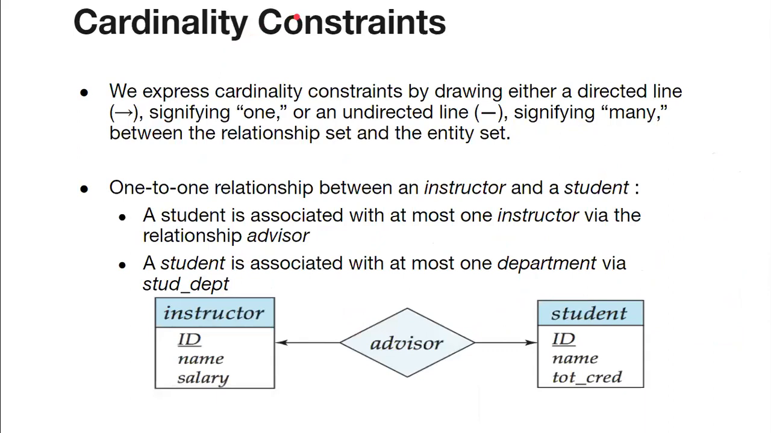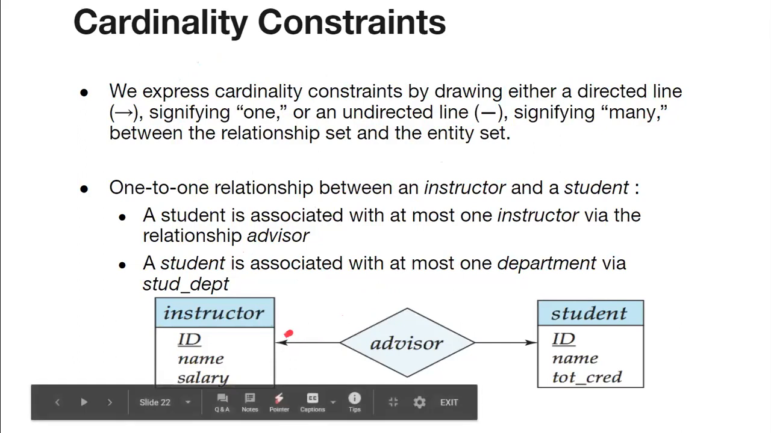Then we have cardinality constraints. Cardinality is the degree of association, that is, how much one entity is related to another, the instances of occurrences. The cardinality may be one to one, one to many, many to one, or many to many; these types of associations are possible. We can express the cardinality either by drawing a directed line with an arrow, or a simple line.